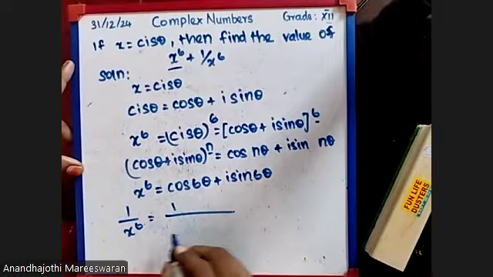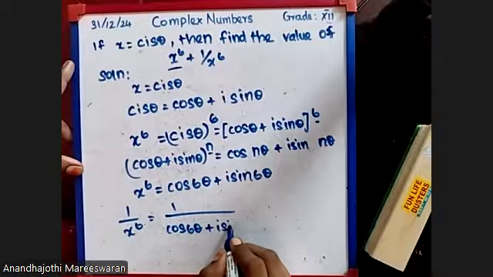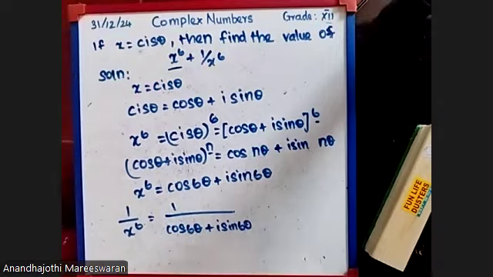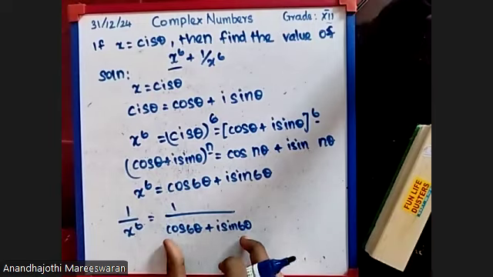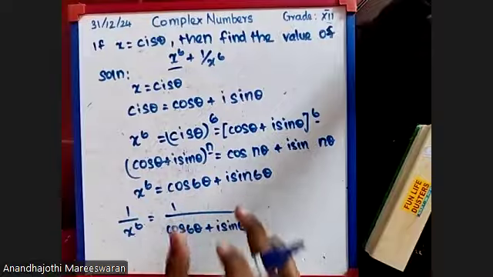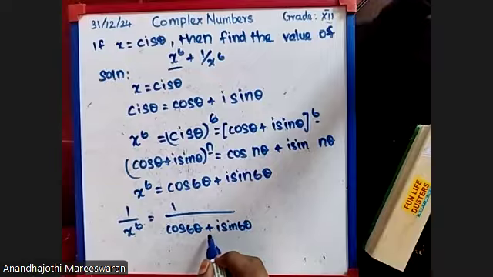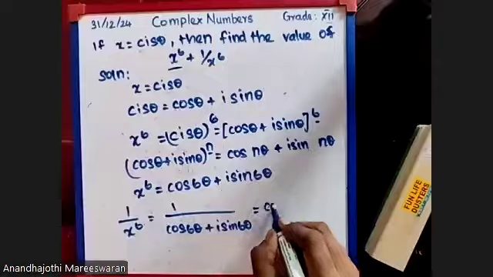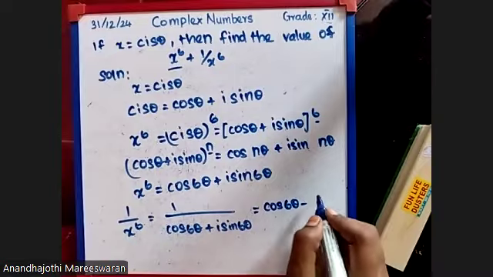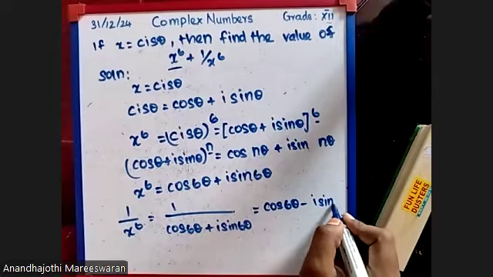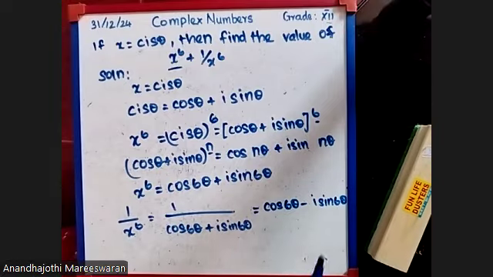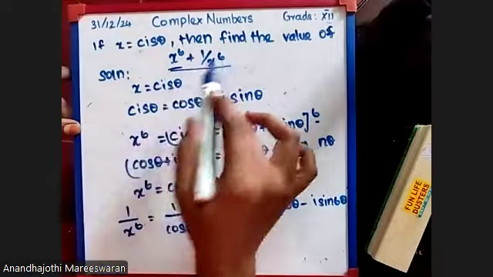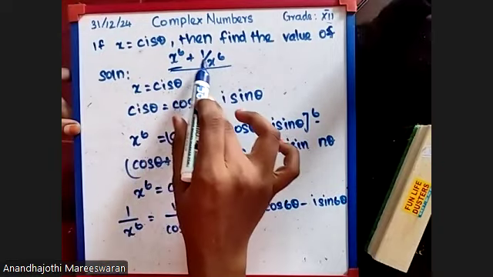It will be 1 by cos 6 theta plus I sin 6 theta. If we move a complex number from denominator to numerator, what will happen? Simply the sign of the imaginary element alone changes. So it will become cos 6 theta minus I sin 6 theta. So to find this, we have to find x power 6 and 1 by x power 6.